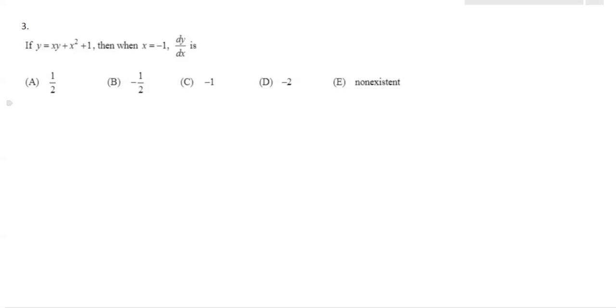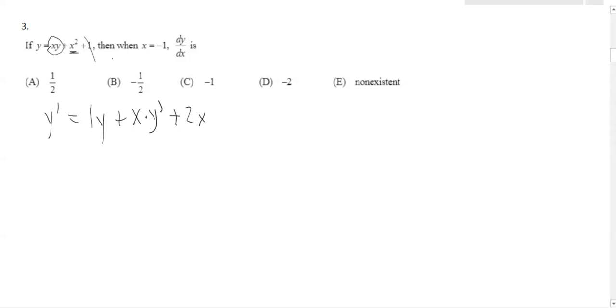All right, number 3. So if y equals this implicitly defined equation here, when x equals -1, dy dx is, so first we got to start by taking the derivative. I'm going to use y primes instead of dy dx. So y prime equals product rule here for the xy. So derivative of the first is 1 times second is y plus first times the derivative of the second. Now, the derivative of x squared, 2x, and the derivative of 1 is 0.